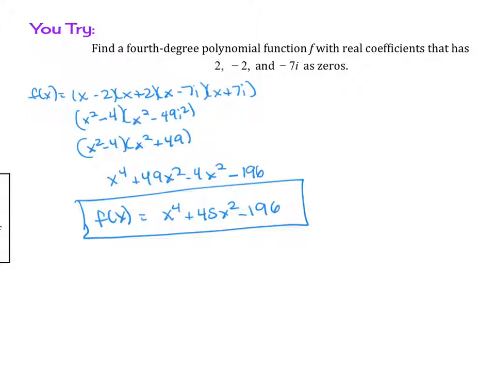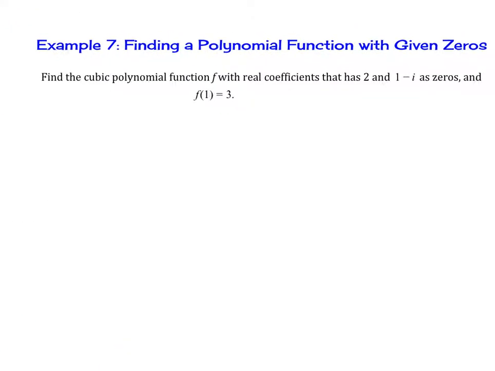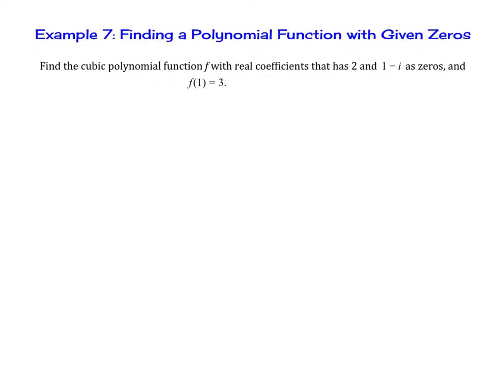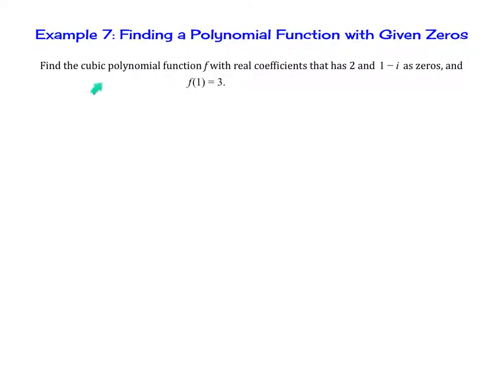So let's try one last example together and one on your own. We're going to find a polynomial function with given zeros. So we're going to find the cubic polynomial function f with real coefficients that has 2 and 1 minus i as zeros, and it also gives us the point f(1) equals 3. So when you have this, we're going to solve for a. In example 6, we didn't have enough information, but now with these ones, I actually do. So let's try to do this problem like we did earlier. Remember that when we write this, it's always x minus whatever the zero is that they gave us. So x minus 2.